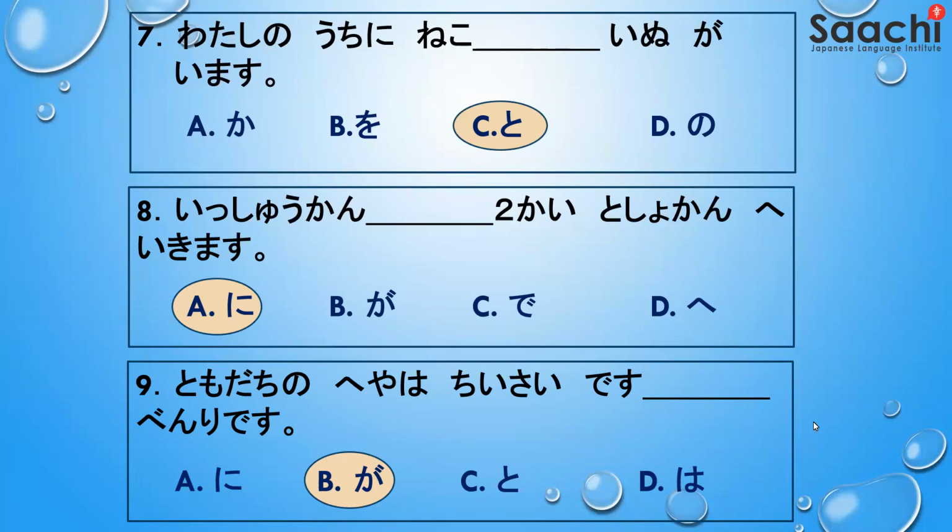友達の部屋は小さいですが、it's small, but convenient, 便利です。So when you say but, が. The same thing, if you want to say it is big and convenient, then you would say 友達の部屋は大きくて便利です。So when you're joining two adjectives which complement each other, you will say くて, which doesn't complement each other, you will say が, which means but.